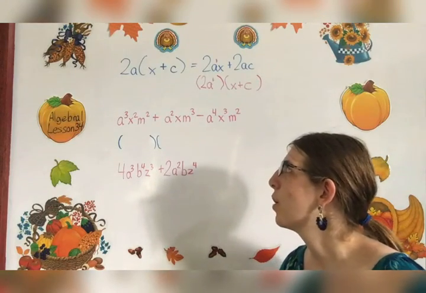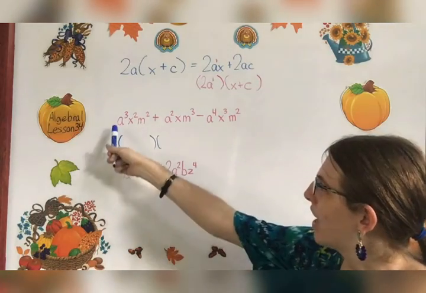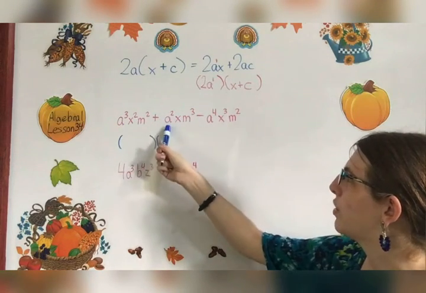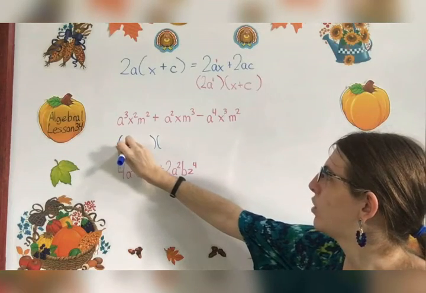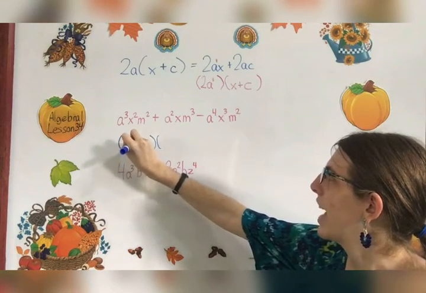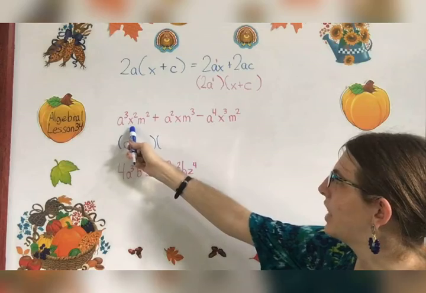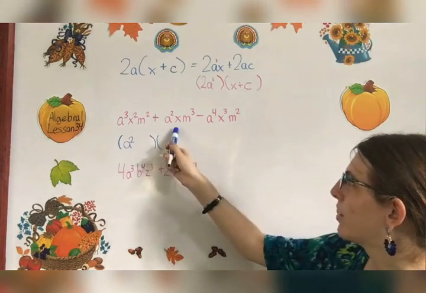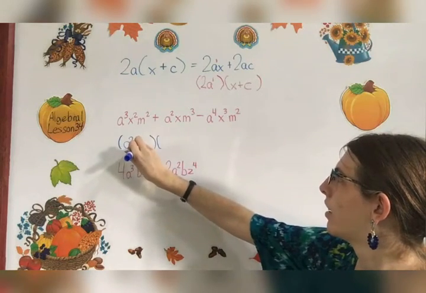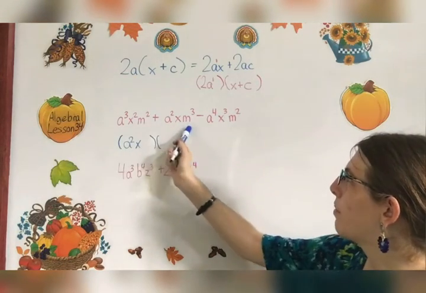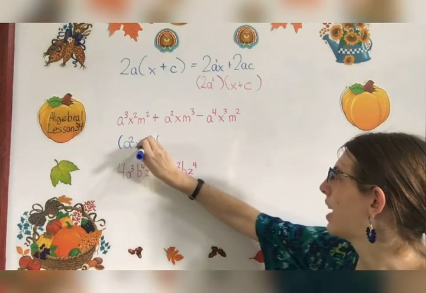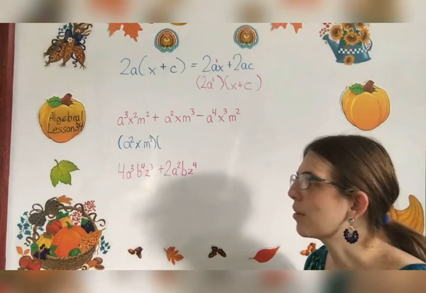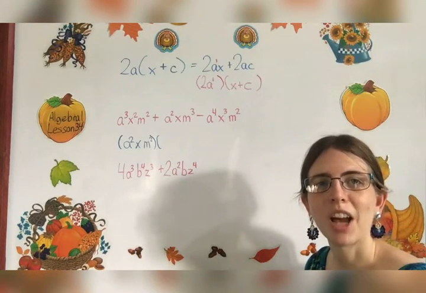All right, so let's look at our letters. a cubed, a squared, a to the fourth. a squared is the smallest exponent, so it's a squared to start with, since there's an a in each term. Is there an x in each term? x squared, x, x cubed. Yep, and the smallest exponent is just x. Okay, m squared, m cubed, m squared. The smallest exponent is m squared. So a squared, x, m squared is your greatest common factor.